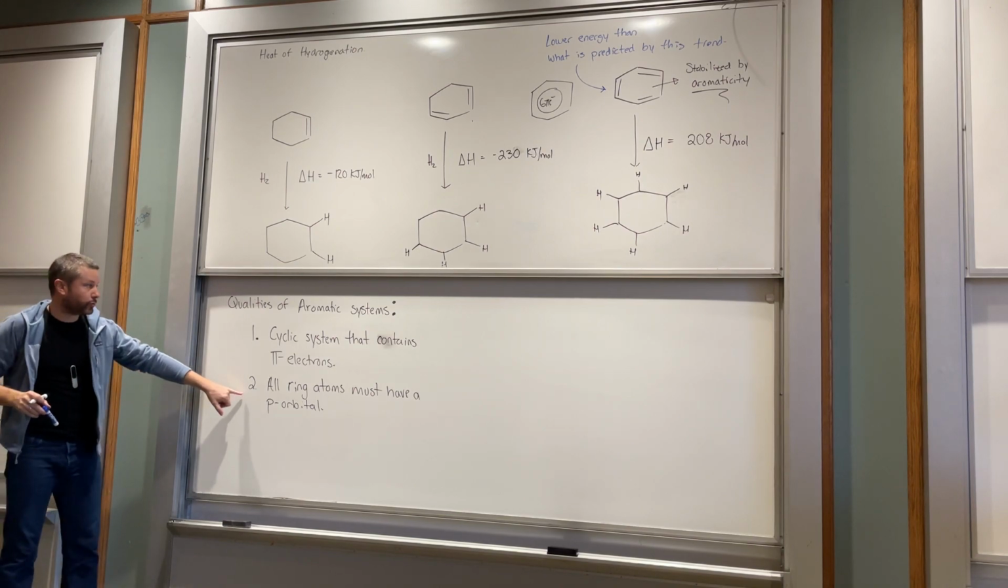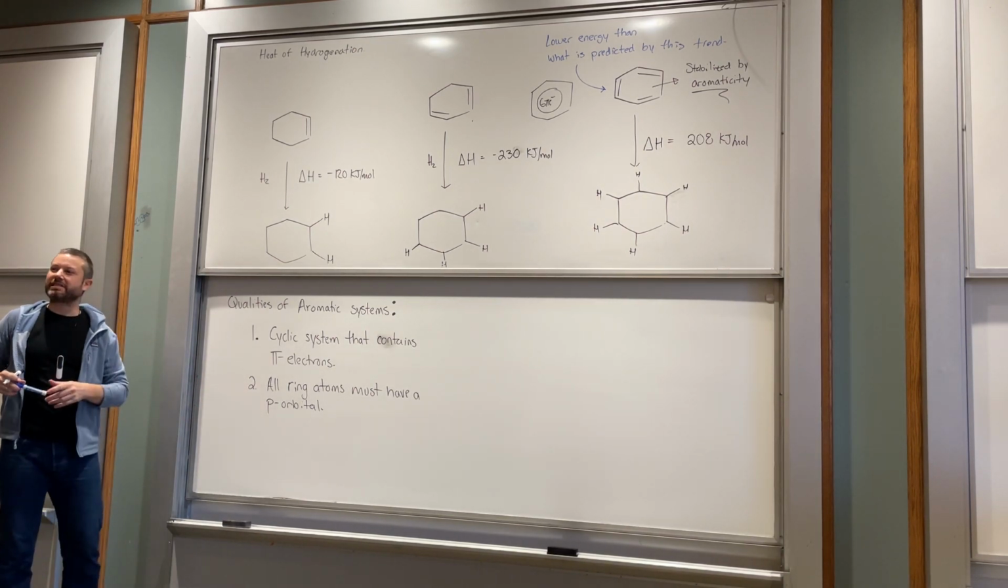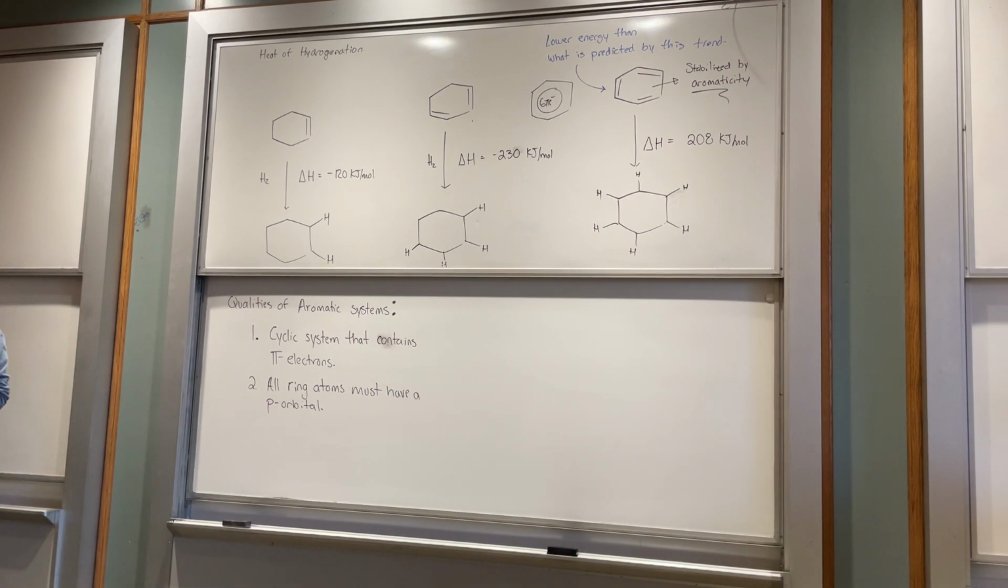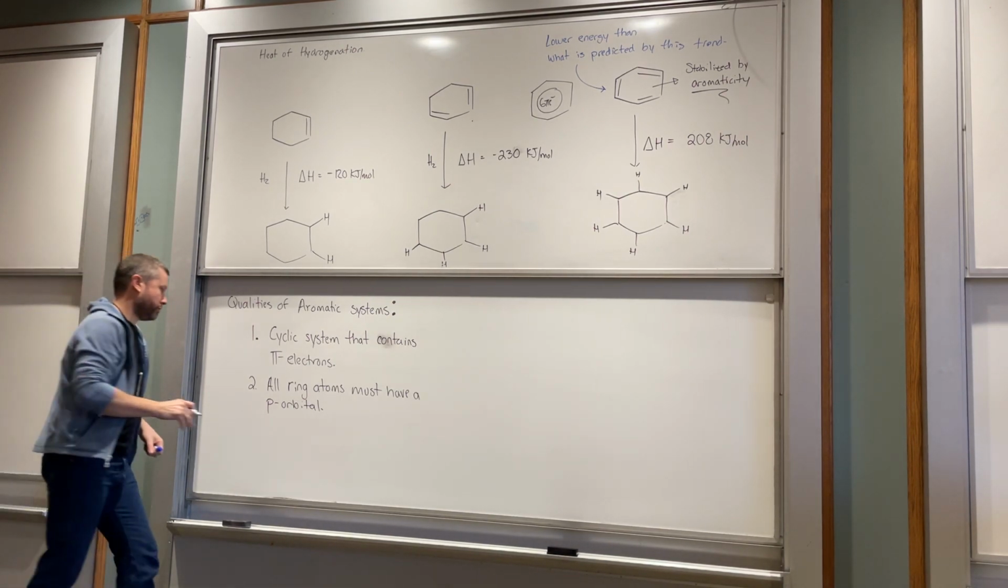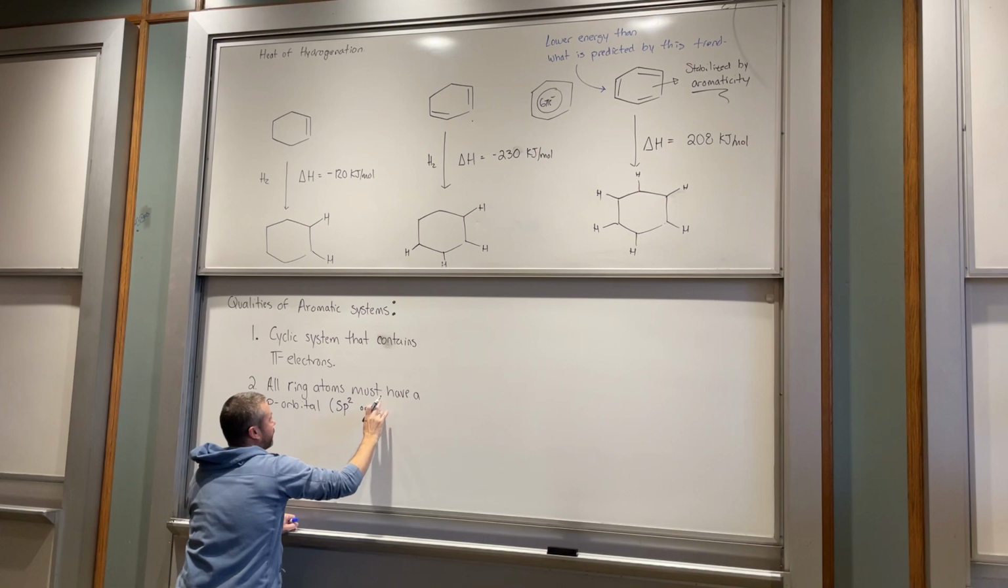Rule number 2: all ring atoms have to have a p orbital. What does that mean for the hybridization of the atoms in the ring? Good. That means that the atoms within the ring have to be sp2, or sp if we have a big enough ring.